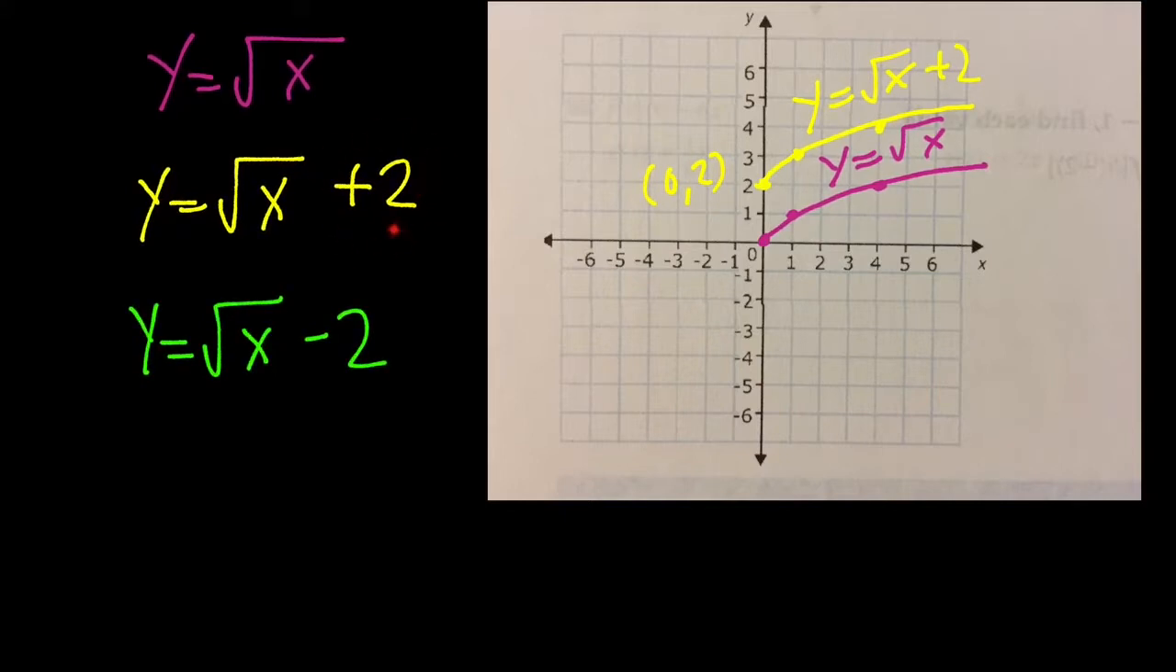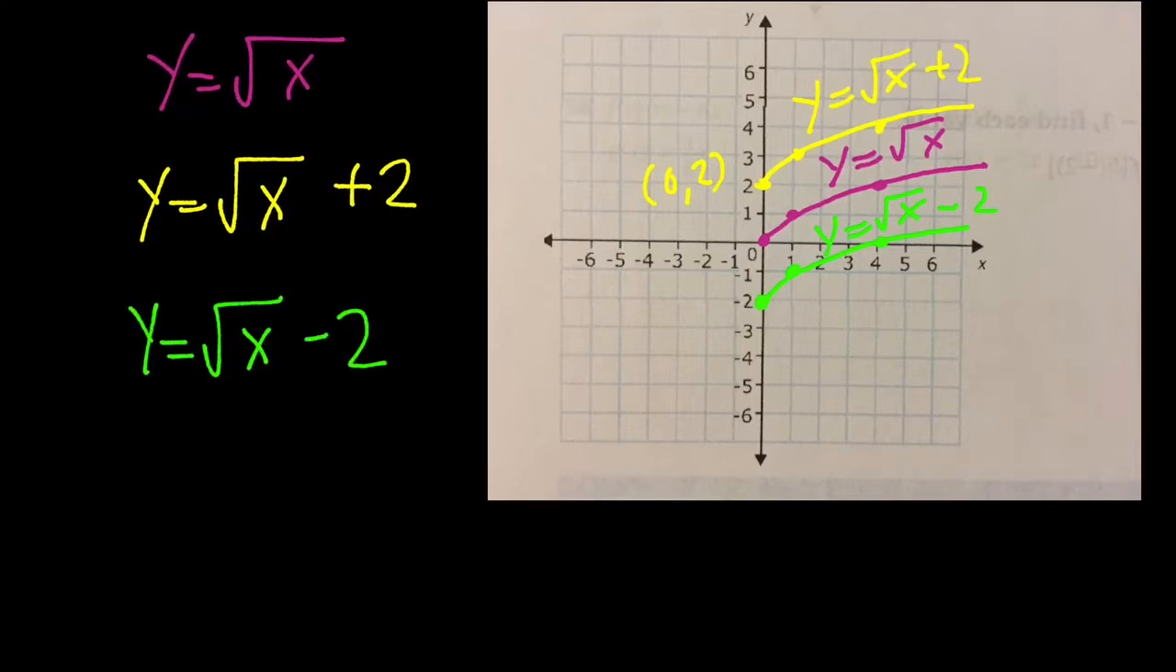Anything outside of the radical that you're adding or subtracting either shifts it up if you're adding, and you can probably guess if it's subtracting, you're shifting it down. So for the green function right here, I can use all the same points that I did before, but I'm going to subtract 2 from them instead of adding 2. So if x is 0, square root of 0 is 0, minus 2 gives me negative 2. Then when I go to 1, square root of 1 is 1, minus 2 is negative 1. And when I go to 4, square root of 4 is 2. 2 minus 2 is 0. So I have the exact same graph again. The only thing different is the fact that it is shifted down from the parent function 2 units.